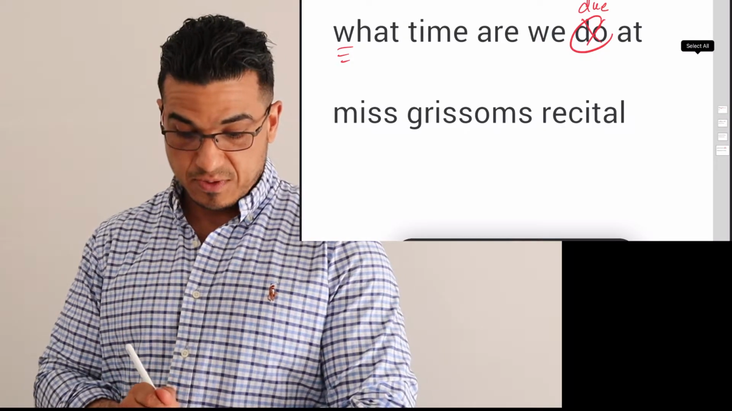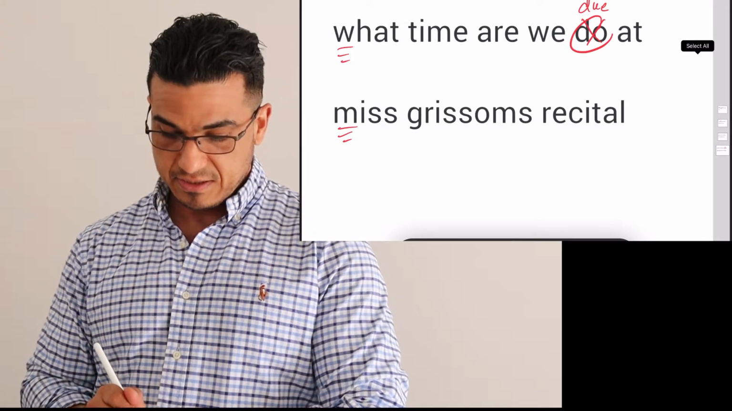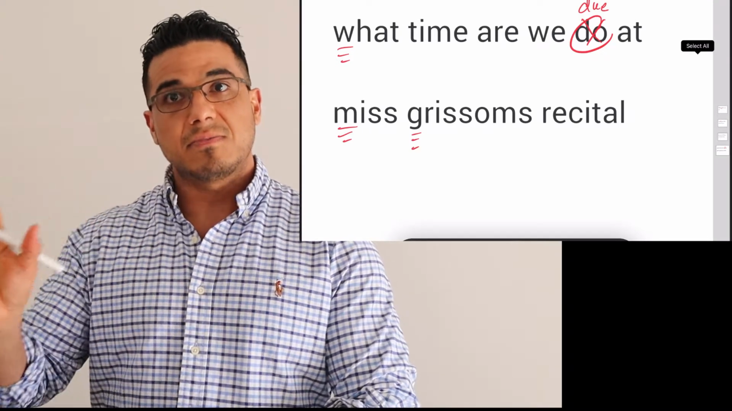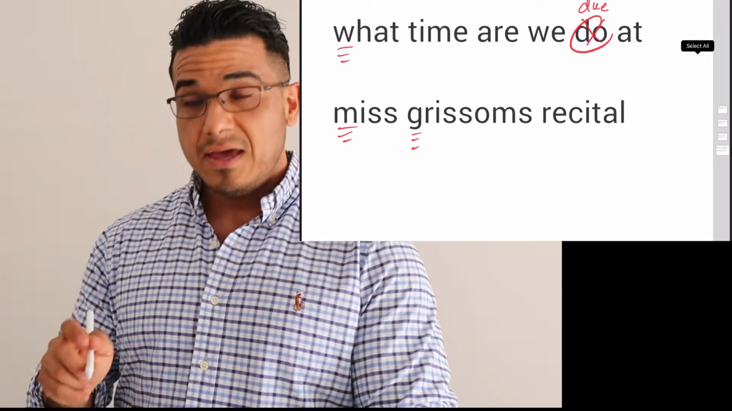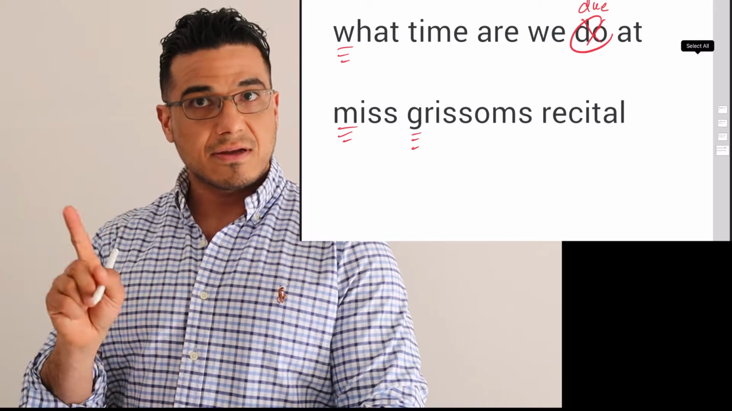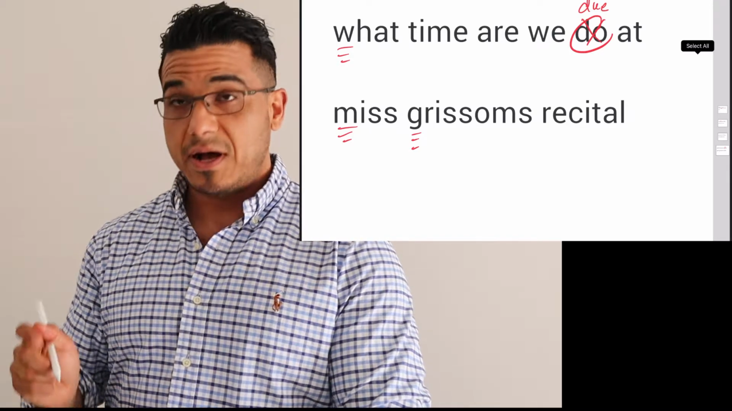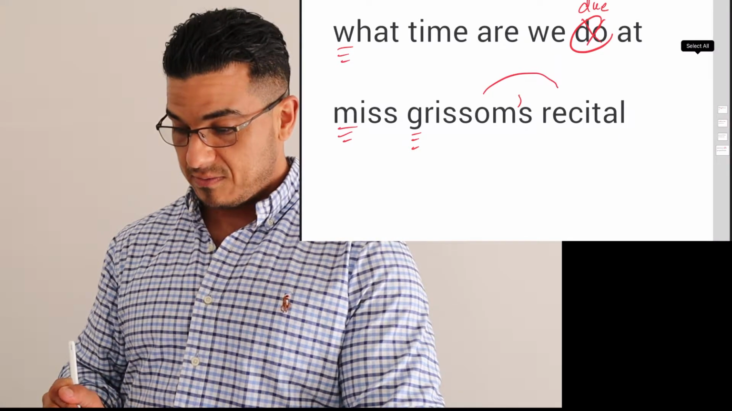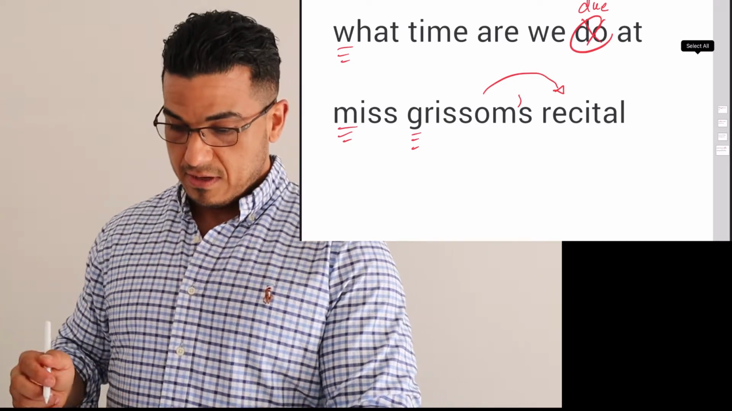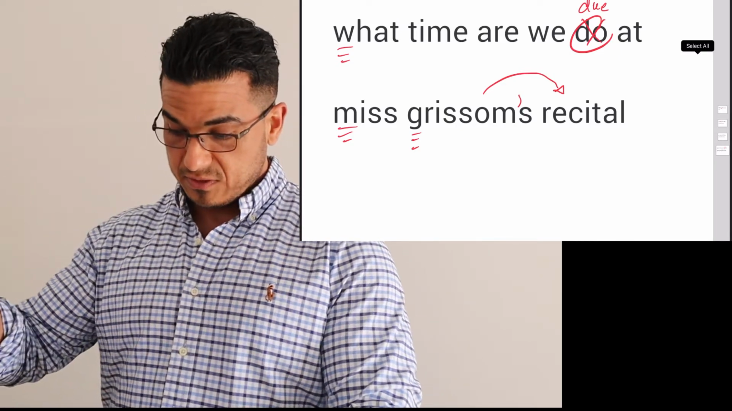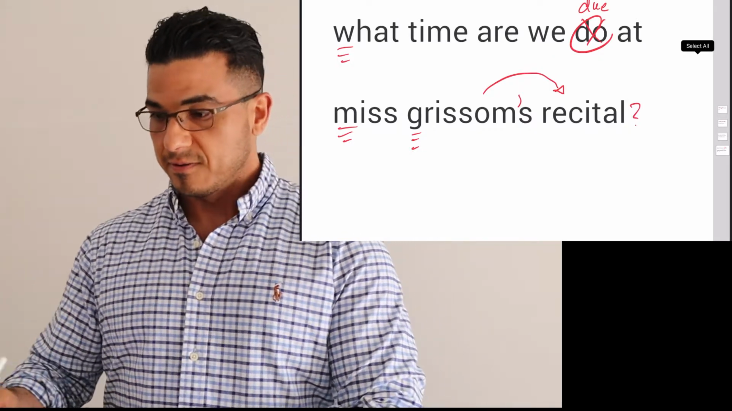Miss needs to be capitalized. It is a title. All titles must be capitalized. Miss Grissom's, Grissom being the surname of whoever this woman is, needs to be capitalized. It's a proper noun. And it's her recital, and I'm not talking about multiple Grissoms. Therefore, to show ownership, I will include apostrophe S to showcase that Miss Grissom owns or is in some way strongly connected to this recital. So what time are we due at Miss Grissom's recital? It's a question, therefore I will end it with a question mark, rightfully so.